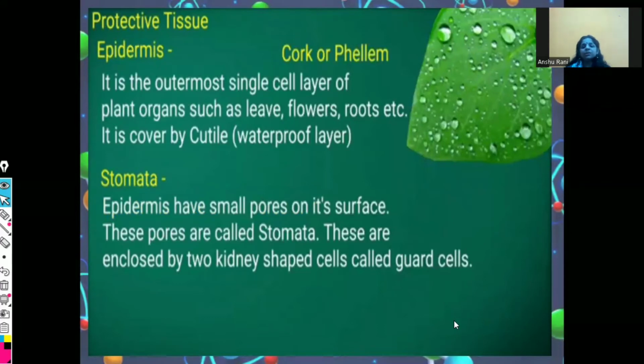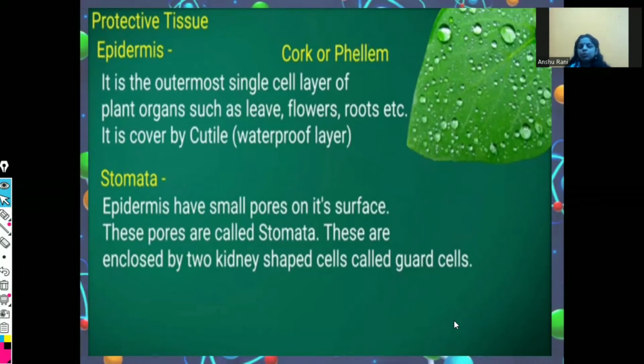First is epidermis. Epidermis is the outermost single-celled layer on the plant organs such as leaves, flowers, roots. It is a waterproof coating which is present on the leaves. Then you have stomata. Stomata are small pores on its surface.